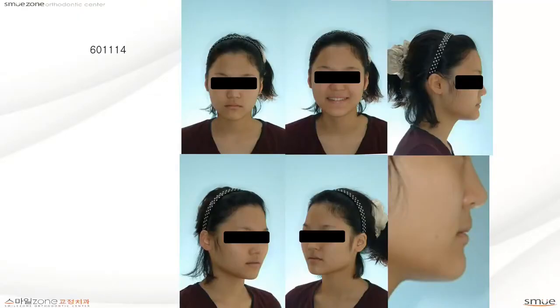Okay, this is my final case. She came to my office to have two-jaw surgery because she was a student of acting. She wants to be a movie star, so she went to a college for students who want to be movie stars.